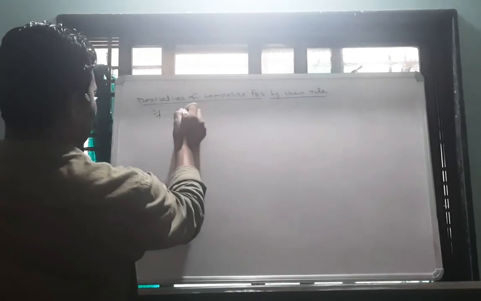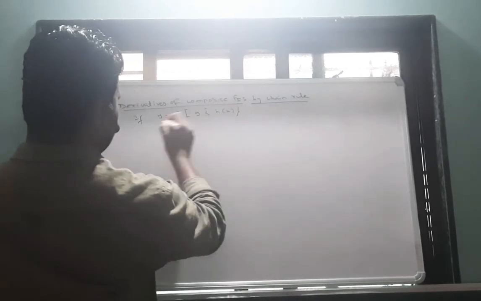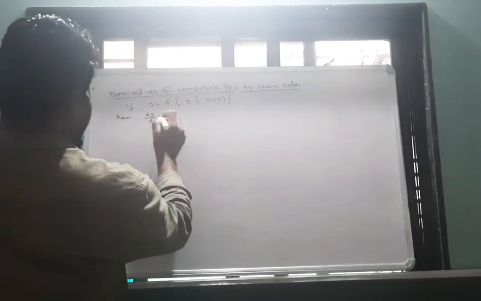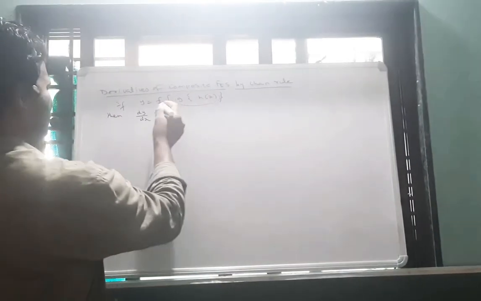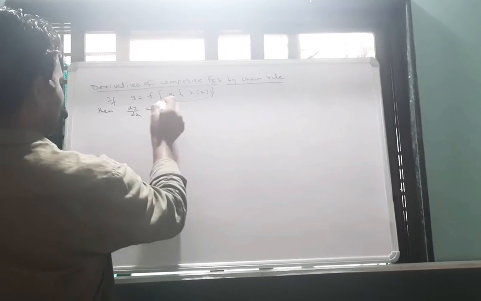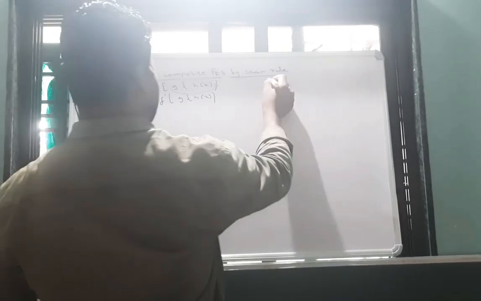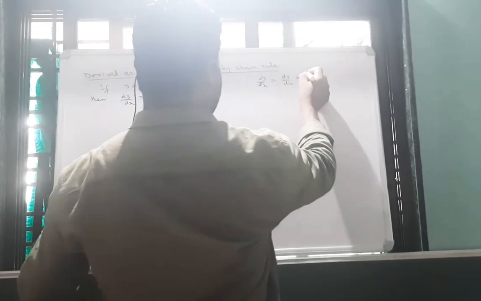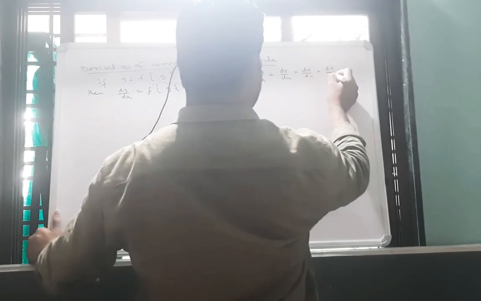Again, if y is equal to f of g of h of x, so y is a composite function of x, then dy by dx is equal to... assume this whole thing is u, then the derivative f dash of u, where u is g of h of x. Then you know the chain rule: dy by dx is equal to dy by du into du by dv into dv by dx, and so on.